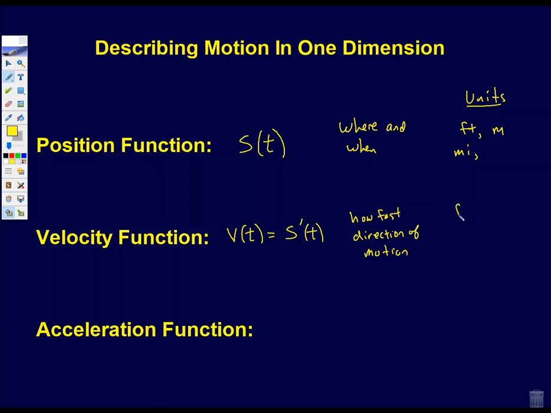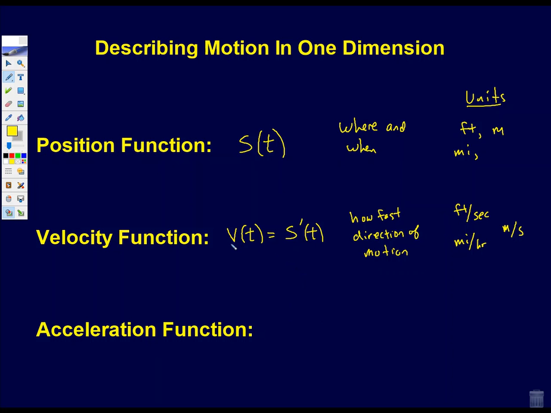So because it's the slope of the function measuring feet compared to hours or seconds, a typical unit might be things like feet per second. Maybe if it's miles and hours, maybe miles per hour. Another pretty common one in the metric units is meters per second. Okay, because remember the position function measures distance and time. And so now the slope of that graph measures distance over time.